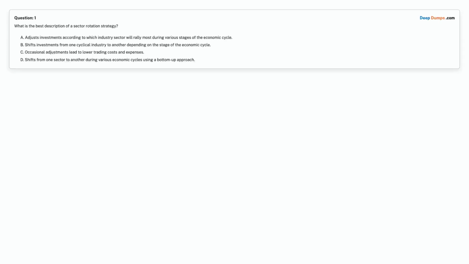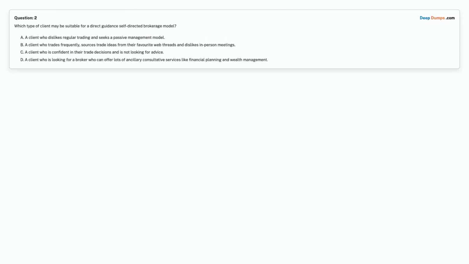Option C. Occasional adjustments lead to lower trading costs and expenses. Option D. Shifts from one sector to another during various economic cycles using a bottom-up approach. Choose the correct answer. Correct answer is Option A. Adjusts investments according to which industry sector will rally most during various stages of the economic cycle.